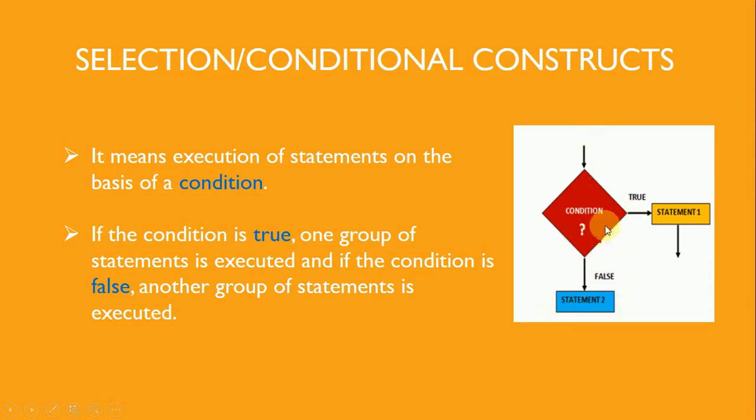So you can see here there is a branching, and there are two different paths, one for the true value of the condition and one for the false value of the condition. Again, if the condition is true, one group of statements is executed, and if the condition is false, another group of statements is executed. So this is called a conditional or selection construct.